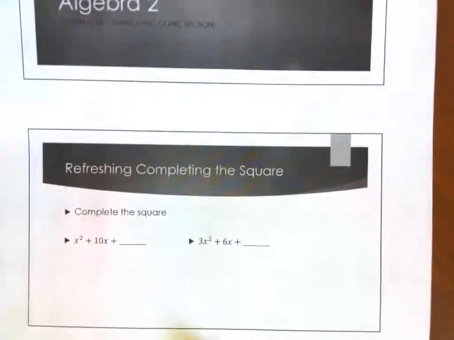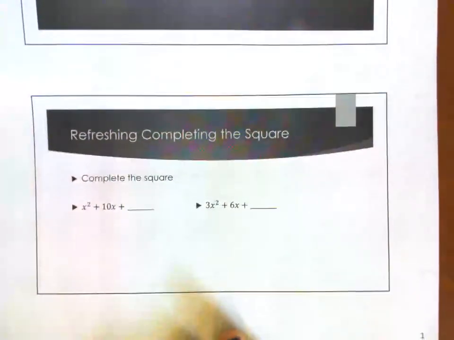Hey everyone, today we are going to continue our work with translating conic sections, and we're going to look at what happens when the center is not at 0, 0. But in order to do that, we first need to do a little refresher on completing the square. This is something that we looked at back in Unit 5. It was a method that we used in order to solve quadratics.